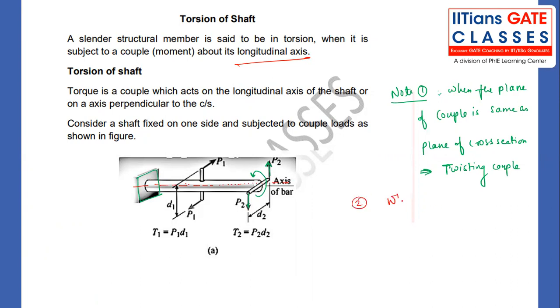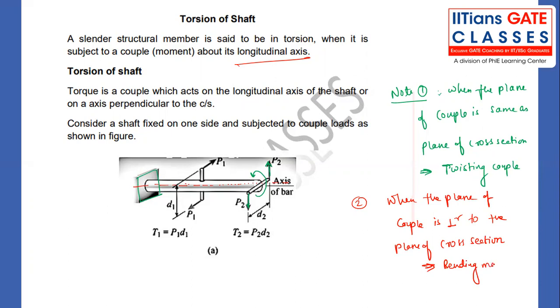Second point, when the plane of couple is perpendicular to the plane of cross section, then we say that couple or moment is called a bending moment, or bending couple. Getting my point?